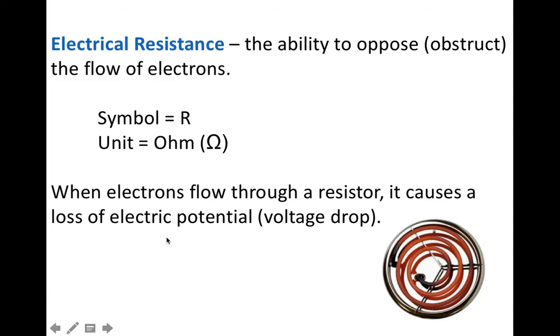So when electrons flow through a resistor, it causes a loss of electrical potential known as a voltage drop. So when you see a heating element on a stovetop, the electrons are flowing through this conductor or resistor, and as the flow of electrons is being obstructed, some heat is produced due to the potential difference drop.